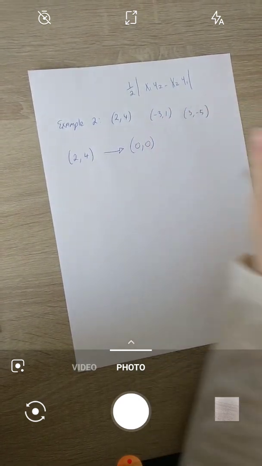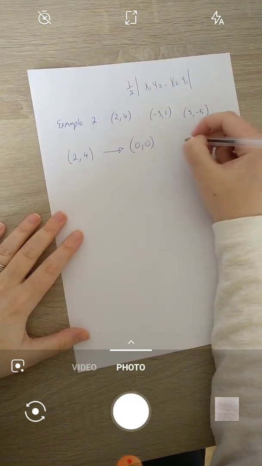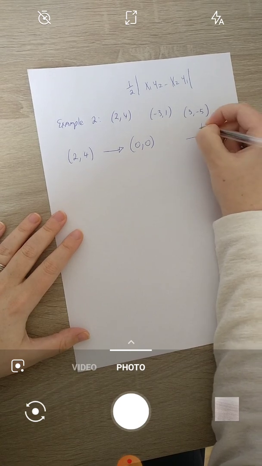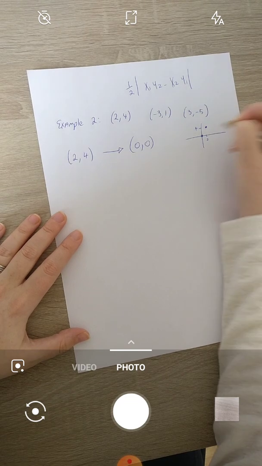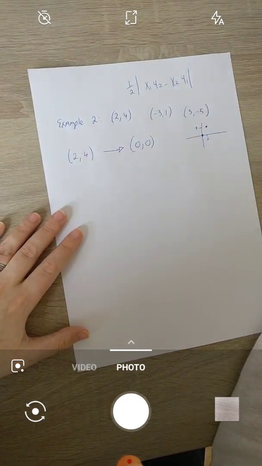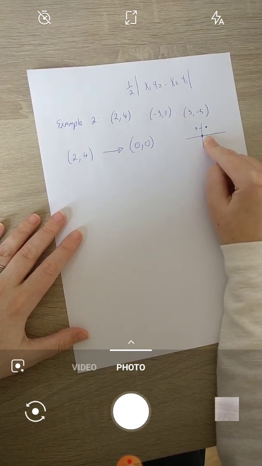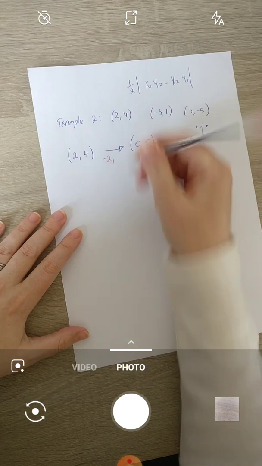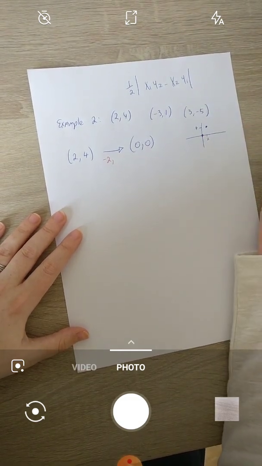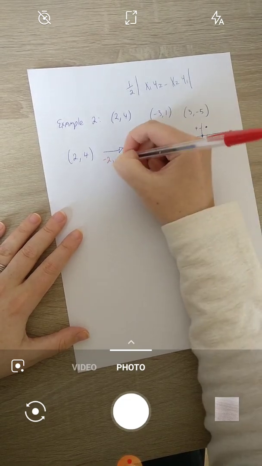to 0, 0. So if I was to look at my number line, we have 2, 4 is the point here, and we're trying to move it so it's now at the origin, which is 0, 0. So if we look at 2, we want to see what do we have to do to move to 0. And we need to subtract 2 in order to get 2 to 0. And if we look at 4 to get to 0, we have to subtract 4.